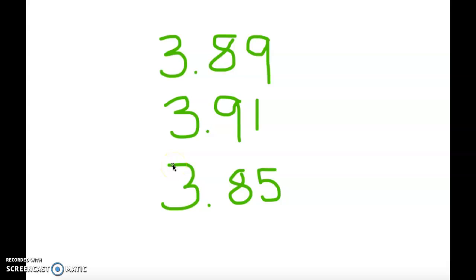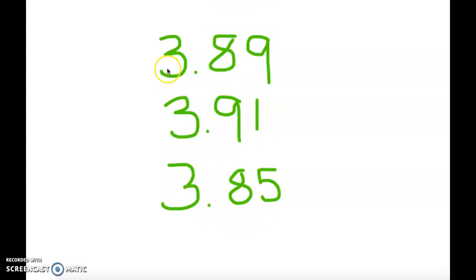Okay, let's look at these three numbers and order them from least to greatest. We have 3.89, 3.91, and 3.85. So I've already lined them up according to their place value. So here's the ones place, there's our decimal point, the tenths, and the hundredths.